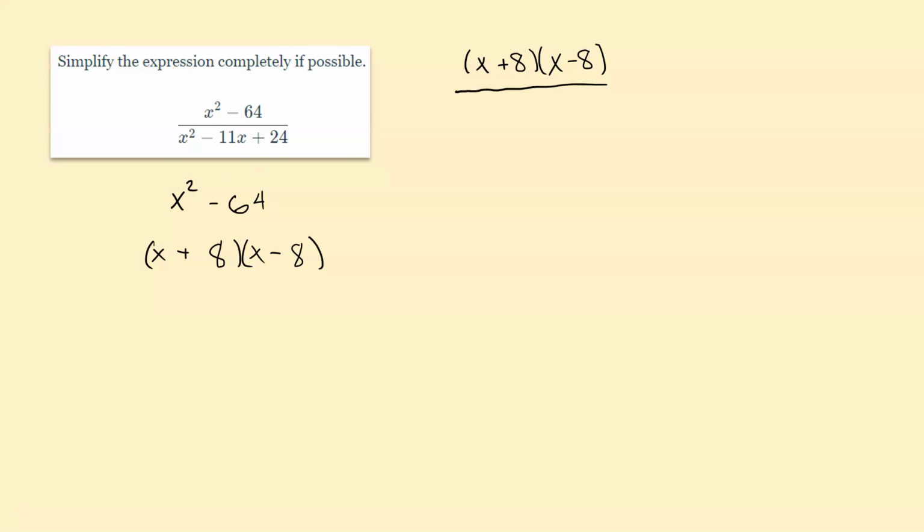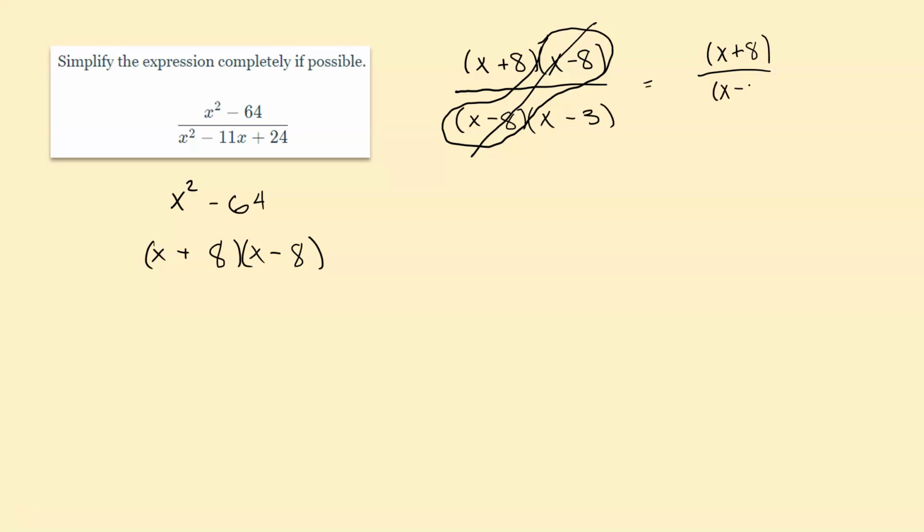And then the denominator is another trinomial that we factor with an ACB tree. So I'm going to go ahead and do that now. You should have gotten x minus 8 times x minus 3 in the denominator once you factored. So now we have the numerator and the denominator completely factored, and they have this factor in common, this x minus 8. So I'm going to go ahead and cancel that. We're left with x plus 8 in the numerator and x minus 3 in the denominator.